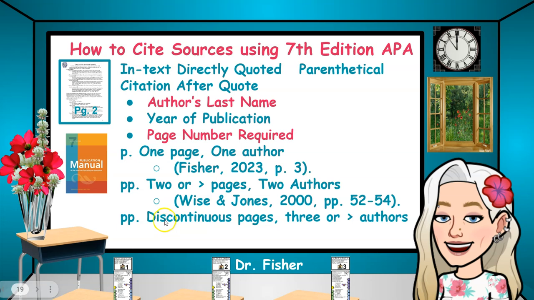And again, if you have discontinuous pages and you have three or more authors, then you would put Chun et al., notice the period, and then the comma, the year published, comma, and because these are discontinuous pages, you have to put two p's because it's more than one page, pp., and the discontinuous pages are 3, 5, so it's not found on page 4.